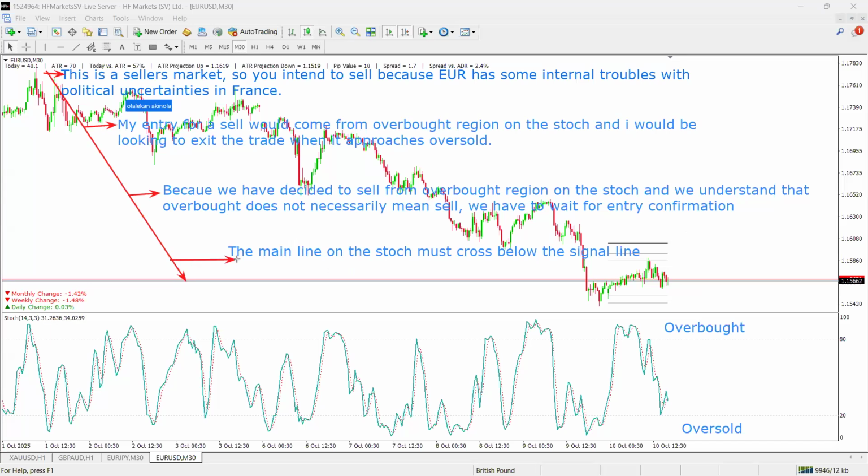You can see. So we decided we want to sell. We know that the sell should come from the overbought region, and the exit must come from oversold on the same stock. And we also understand that because we want to sell from the overbought region on the stock, and overbought does not necessarily mean sell, we have to wait for entry confirmation. And what exactly is the entry confirmation? The main line, which is the thick one, the one that is not broken, going below the broken ones.